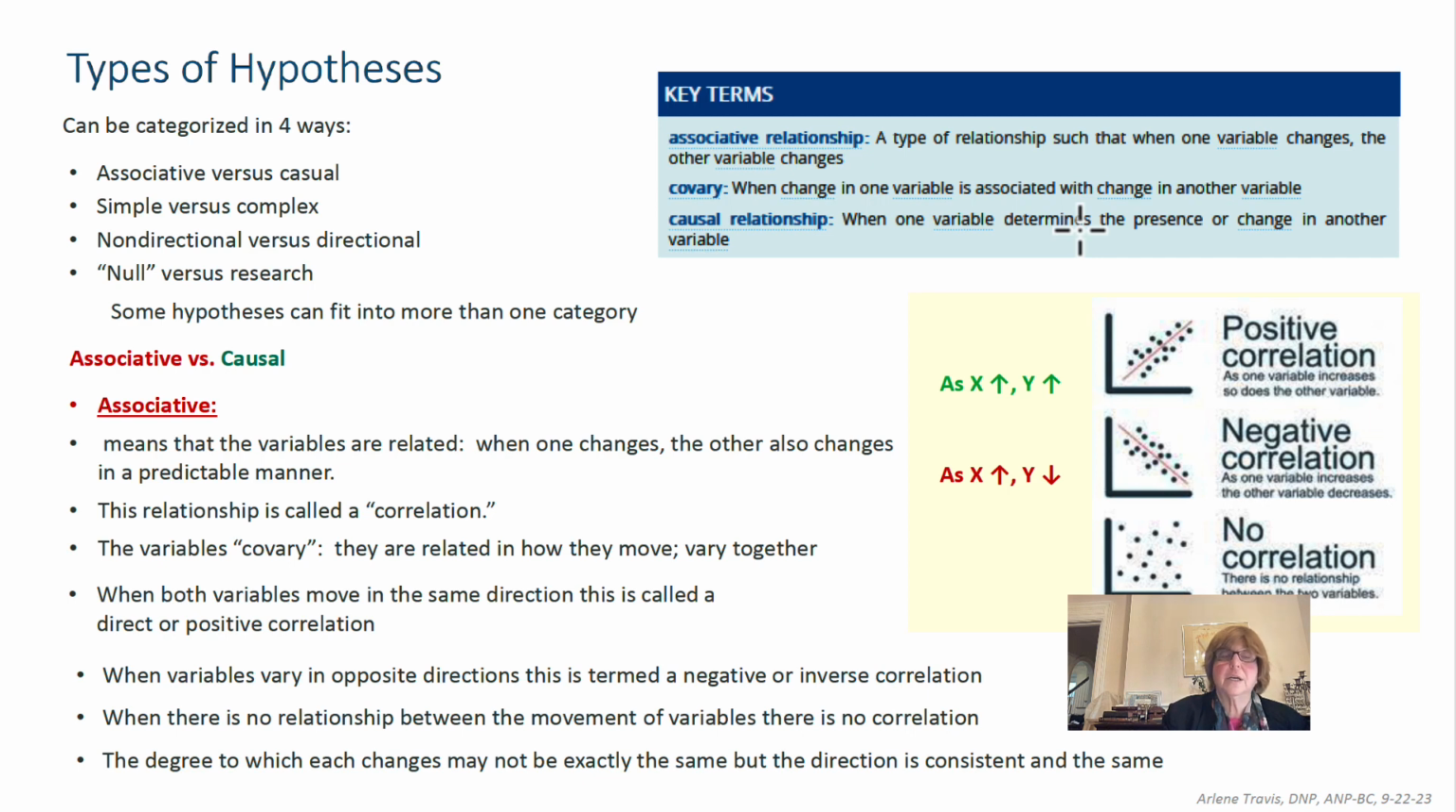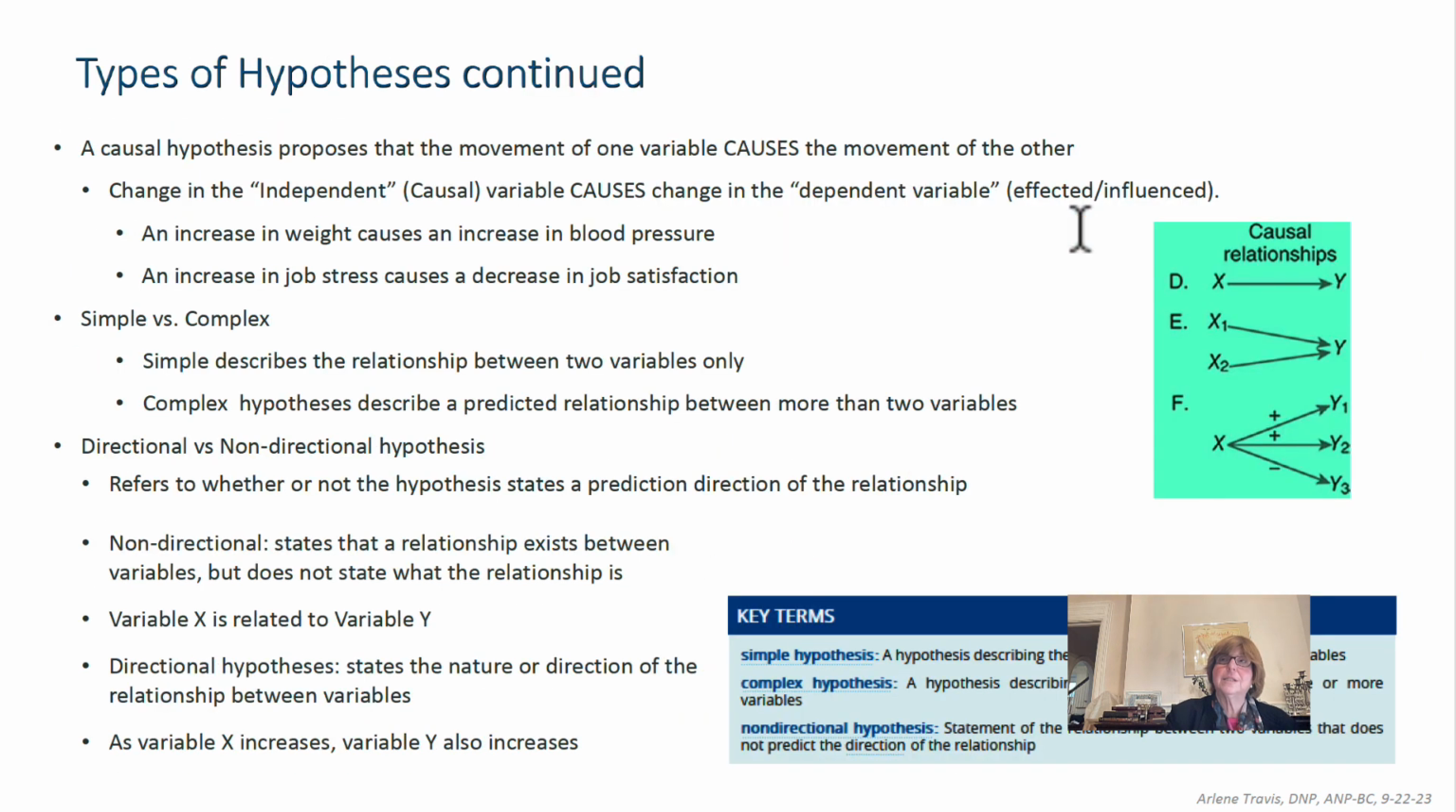So associative versus causal: associative means that the variables are related, with one changing and the other changing in a predictable manner. That's called the correlation. The variables covary. That means they're related in how they move and vary together. When both variables move in the same direction, it's called a direct or positive correlation. When they vary in the opposite direction, it's termed a negative or inverse correlation. One goes up and the other goes down, right? And when there's no relationship between the movement of the variables, there is no correlation. The degree to which each changes is not exactly the same, but the direction is consistent.